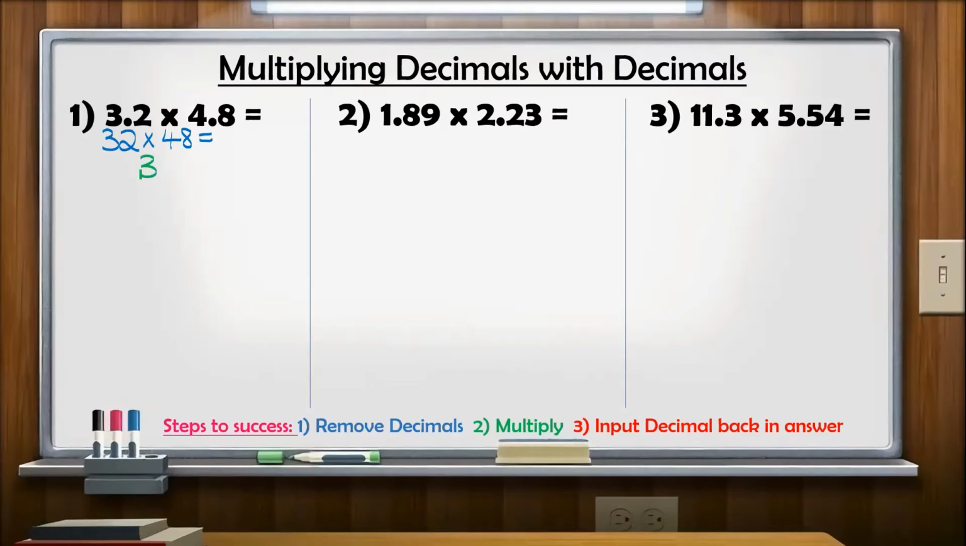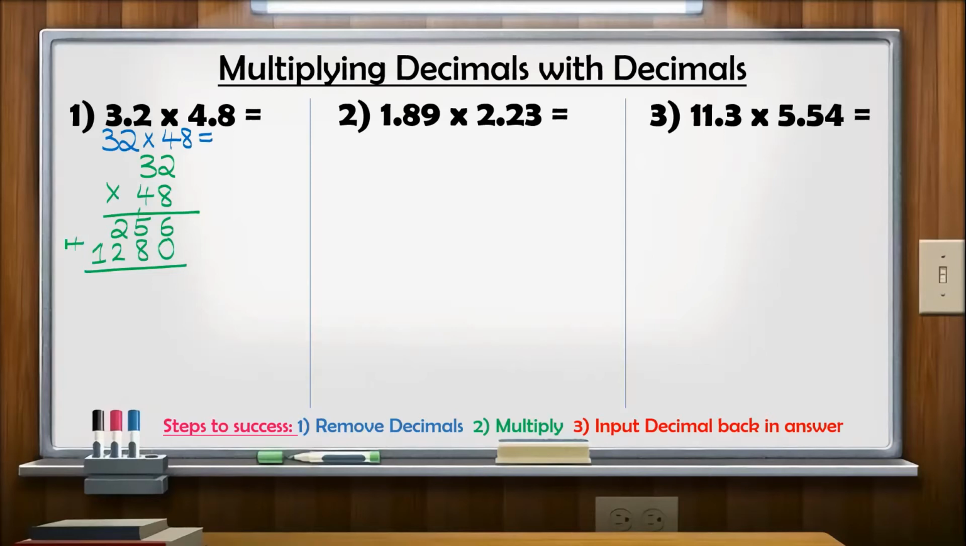So 32 times 48. I'm going to start off by multiplying the 8 with the 2, which gives me 16. I put my 6 there and carry over my 1. 8 times 3 equals 24, plus the 1 I carried over equals 25. I put my placeholder here and I'm going to multiply my 4 with the 2, that gives me 8, and the 4 times the 3, which gives me 12. Once that's done, I add them together to get my overall total.